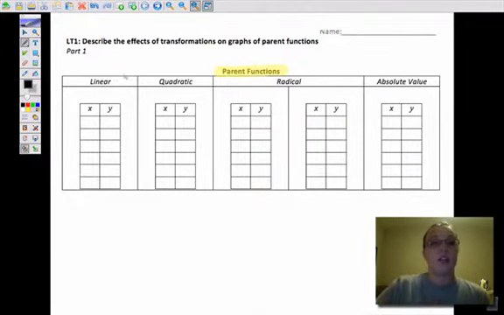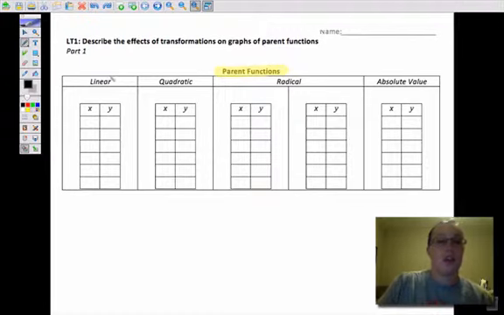this unit. We focused a lot in Algebra 1 on these two right here, linear and quadratic, and we're going to add in some radical and absolute value functions. We're just going to look at the parent functions during this video. This one's going to be pretty short and sweet.